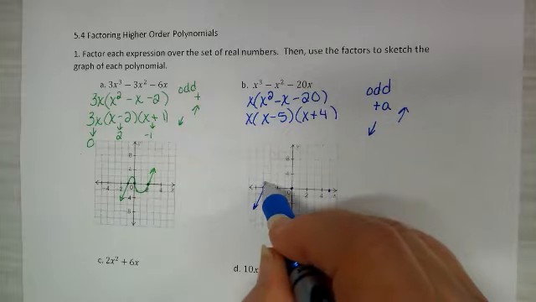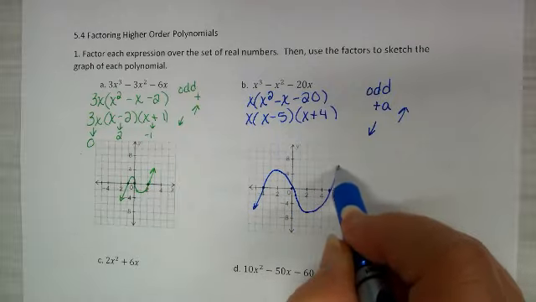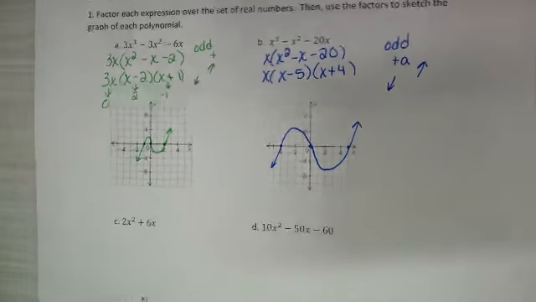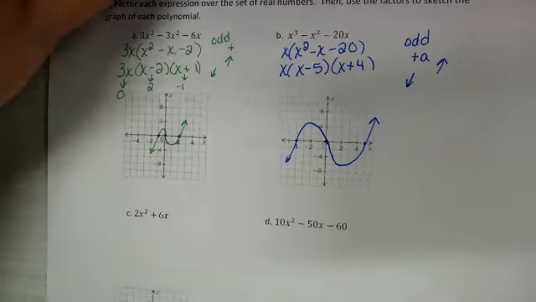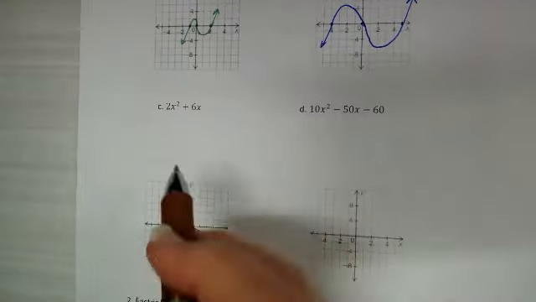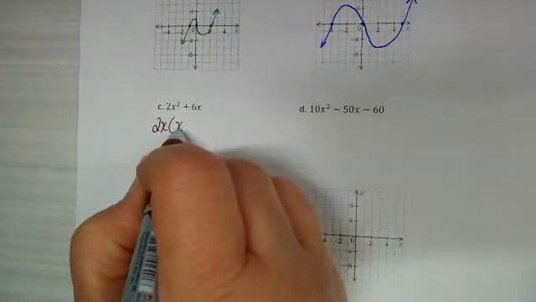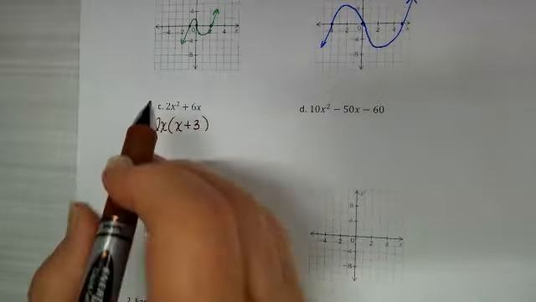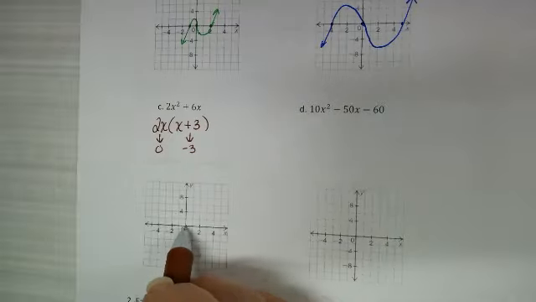So we're going to go this way, and this way, and this way. And that's our basic shape. Again, we're not looking for the exact shape. We're just looking for something with the right end behavior and the right zeros. Next up, let's factor out 2x, and that leaves me with x plus 3. Okay, we can't factor any further, so now we pick out our zeros, 0 and negative 3.